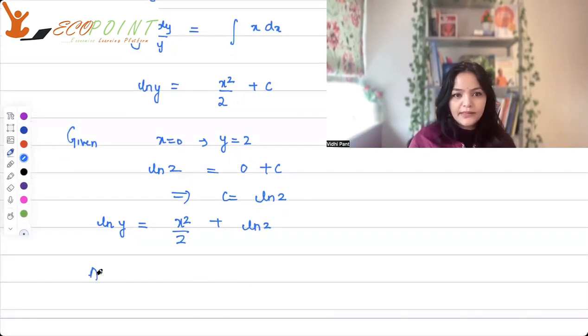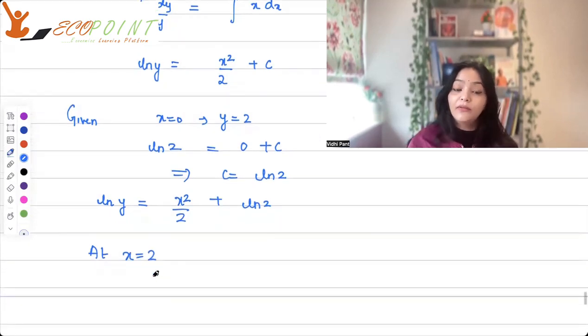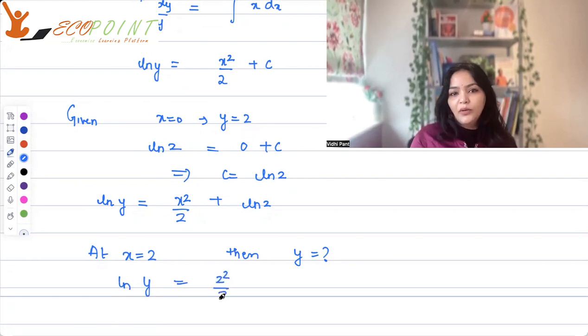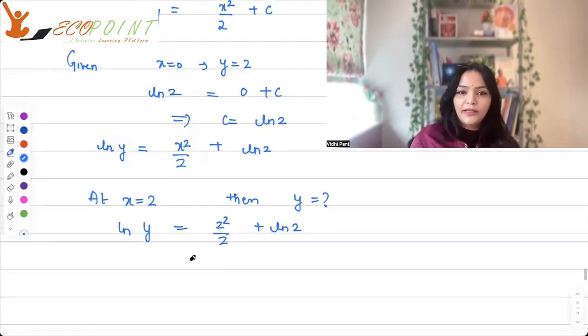So x, when x will be 2, तब y क्या होगा? Then y is equal to what? बस log y we know is x को 2 डाल देंगे तो 2 square upon 2 plus log 2. So therefore I get 2 plus log 2.